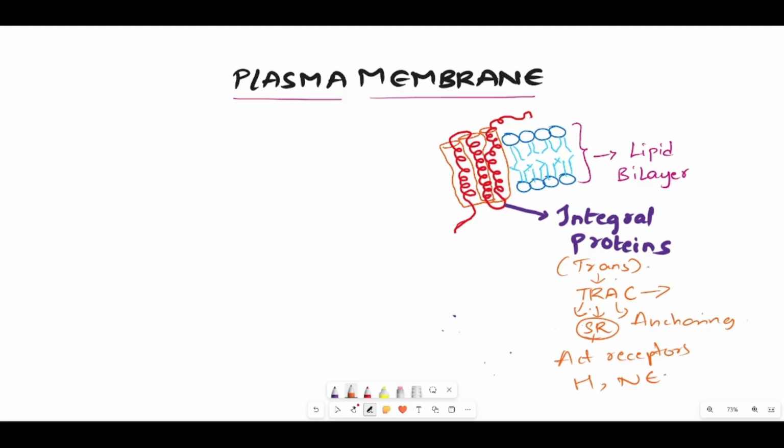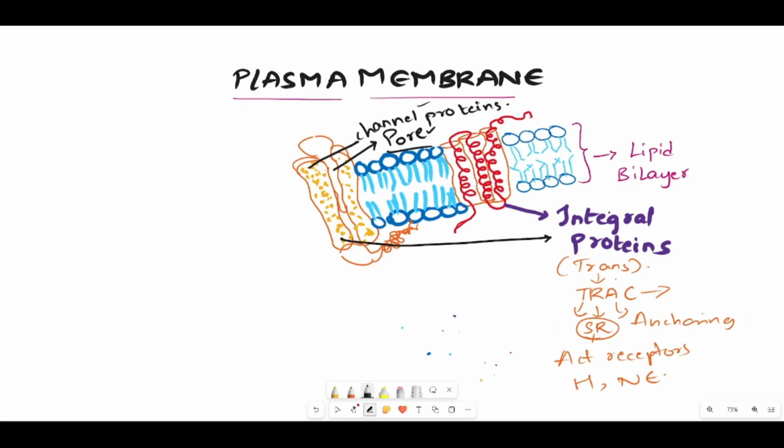Now let's get into the next part. So we have the third most important part. We have taken this integral protein and opened it, and we have seen two different parts. One is called the pore and the other one is channel proteins. Now what is a pore and a channel protein? A pore is like a simple open pipe, where there will always be a constant flow in and out.